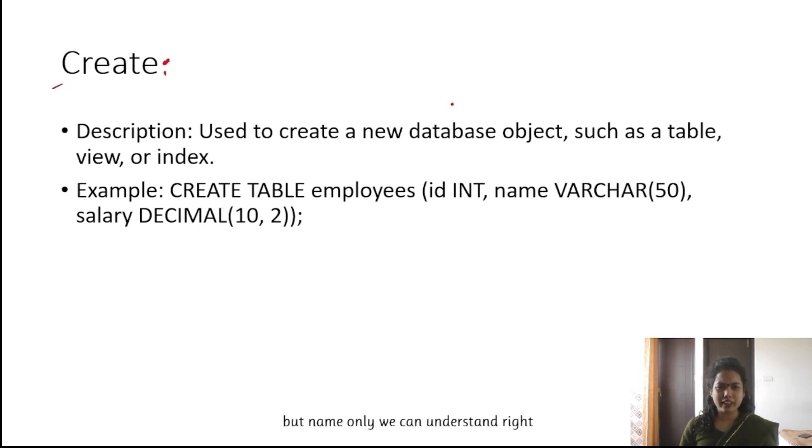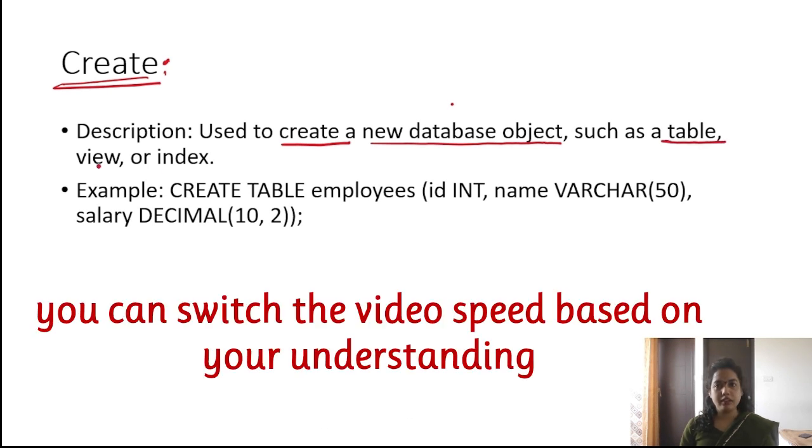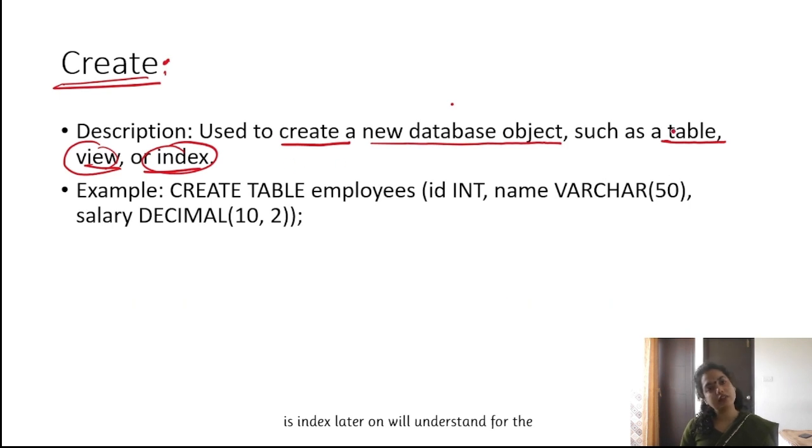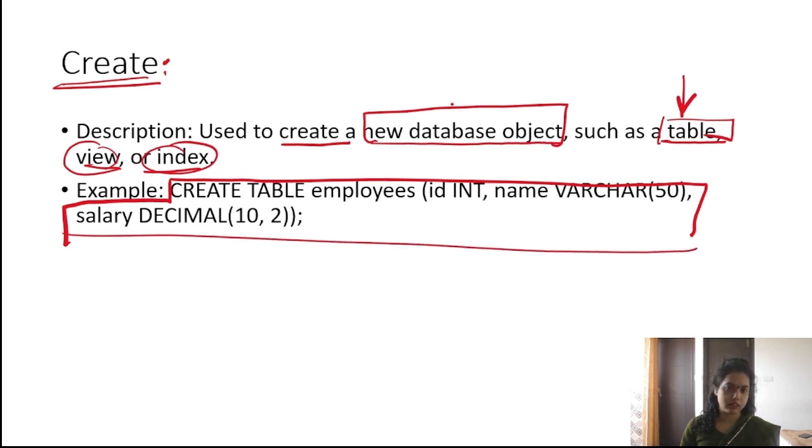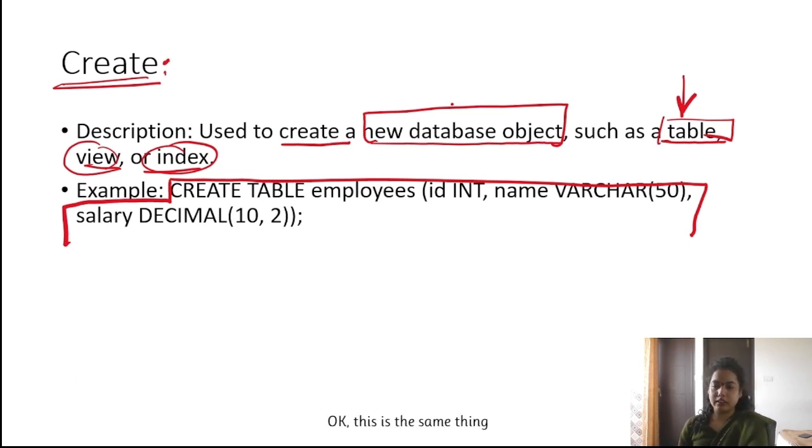So create. By the name only we can understand, right? What is create? Whenever we want to create a new DB object, such as table, view, index. What is view? What is index? Later on we'll understand. For the time being, just keep in mind whenever we want to create a new database object, which for now is a table, at that time we'll go for create. Now what is the syntax? Can you see it? This is the syntax, right?